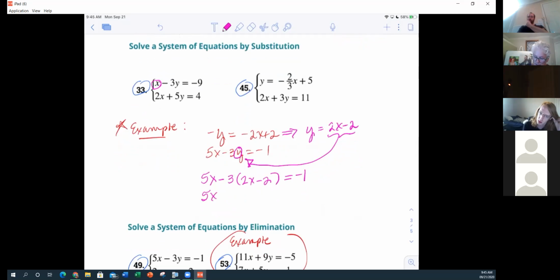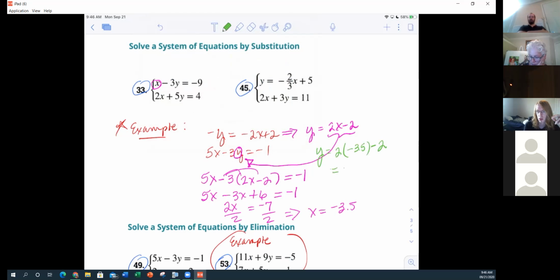So this would give me 5x, distribute the -3, that would be minus 3x plus 6 equals -1. And then that would be 2x, and then subtract 6 from both sides equals -7. And divide both sides by 2, and we would get x equals -3.5, or you could leave it -7/2. And then you want to know what y is. So y equals 2 times your x that you just got, minus 2. And that would be -7 minus 2, which is -9. So the solution would be -3.5, -9. And then you should check your work, but I'm not going to right now because I want to give y'all time to work here in a minute.